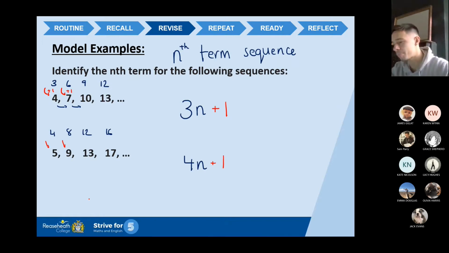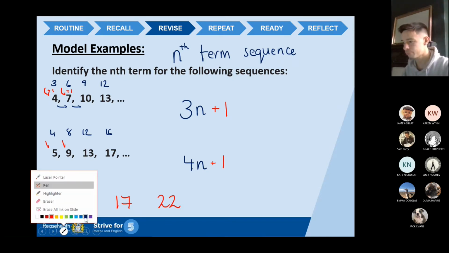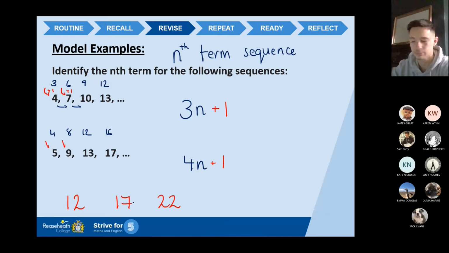Okay. Let me do another one because I don't like the fact they're quite similar. Let me go saucy. Let's go 12, 17, 22. Just 3 numbers. Step one, what are those numbers going up in? Talk to me. What are those numbers going up in? Five. Yeah, brilliant. So it's going to be 5n.